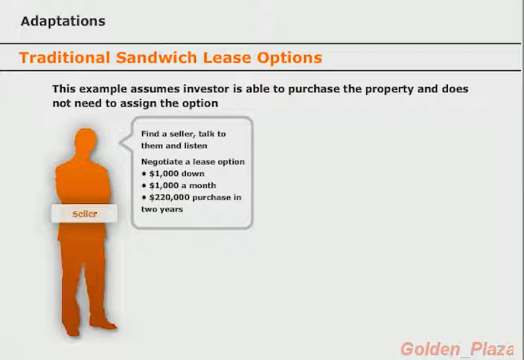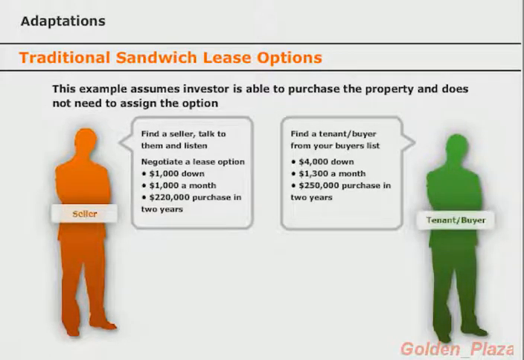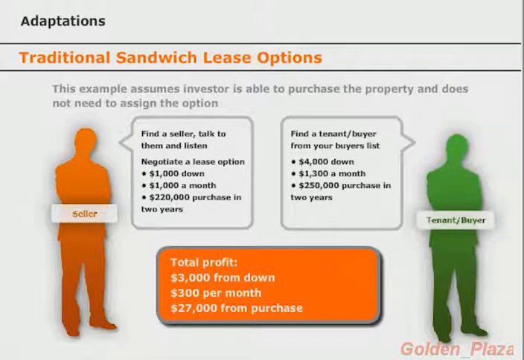Through negotiating, you then agree to pay $1,000 down and $1,000 per month with an option to purchase the property in 2 years for $220,000. Next, you go to your buyer's list and find a buyer who is willing to pay $4,000 down, $1,300 a month with a purchase price of $250,000. Running the numbers, you will show that this deal profits you $3,000 from the down payment, $300 per month in rent, and an additional $27,000 when the tenant buyer decides to exercise their option.